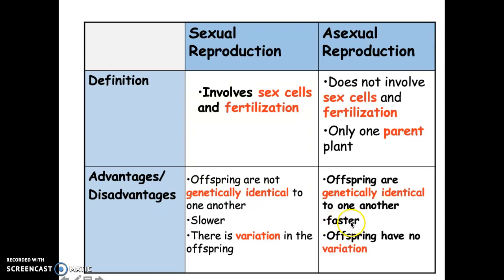But the problem with it is that offspring are genetically identical to the parent, and not having variation is not a good thing, because that means that you cannot get used to a new environment if it happens that you are placed in a new environment.